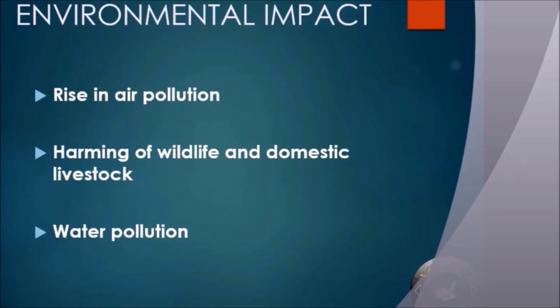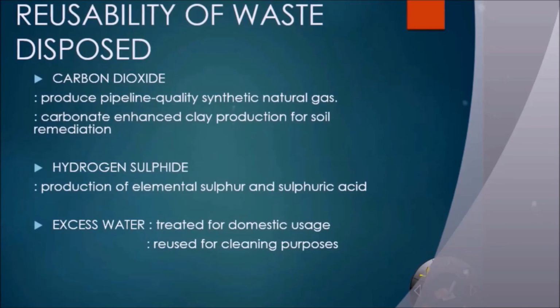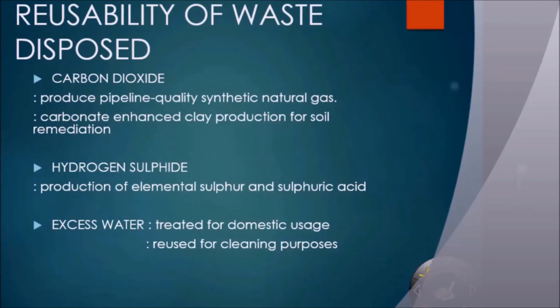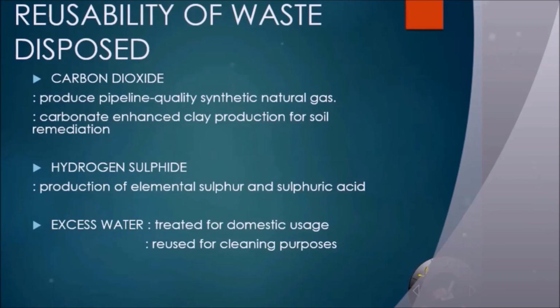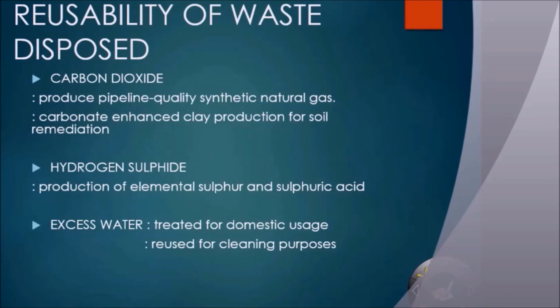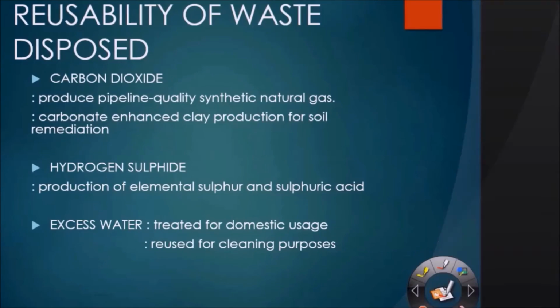Remediation, which means to make better soil, to clean the soil. The second one would be hydrogen sulfide. Hydrogen sulfide is used for the production of elemental sulfur and sulfuric acid, which is primarily used for the contact process. And the last one would be excess water. Excess water can be used to treat domestic usage, and it also can be used for cleaning purposes.